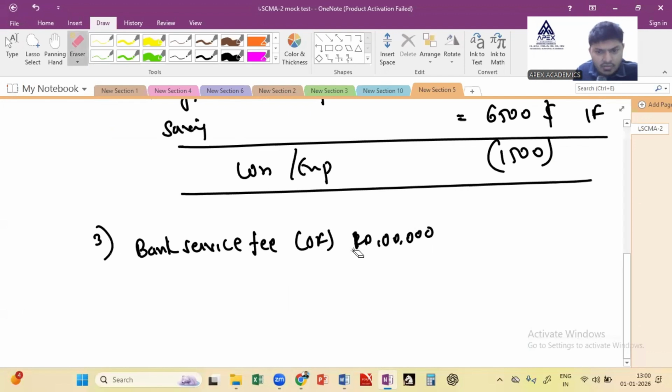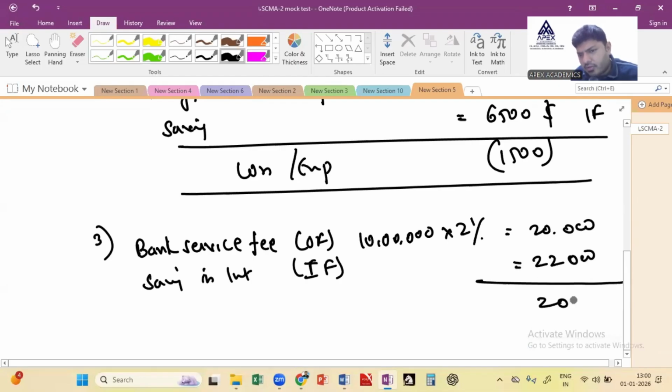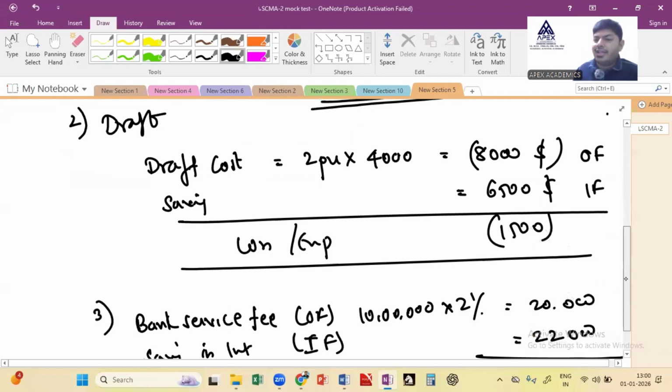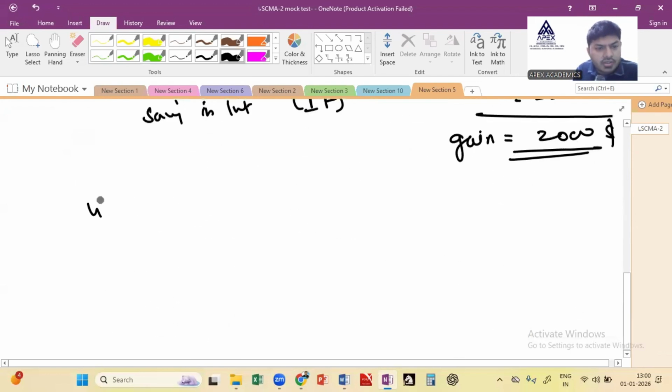Let's write this again. On $1 million, they are charging you 2%. So this comes to 20,000. And they are giving you a saving in interest. That means this is an inflow for you. The amount of inflow is 22,000. So $2000 is your gain. So in the first option, what is your gain? 990. In the second option, there is no gain, there is a loss of 1500. And in the third option, there is a gain of 2000.